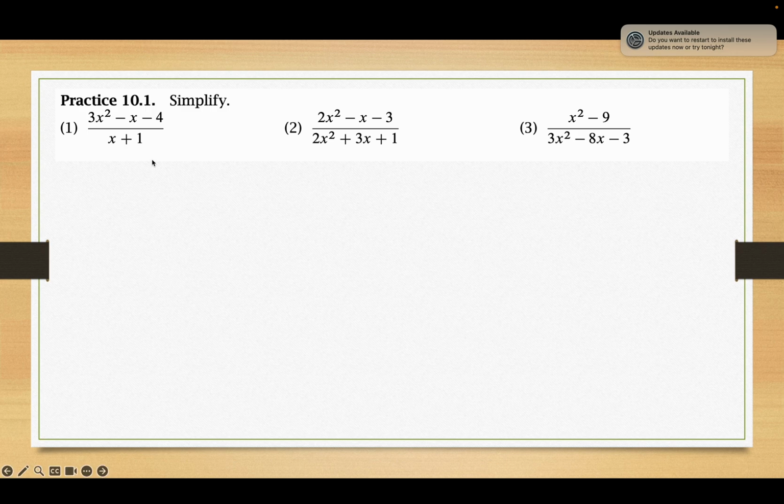Well, when you go to simplify, it's factor and cancel, factor and cancel. All that you do is you factor and cancel. So we got a factor here. I factor the numerator, I factor the denominator if necessary. When I factor the numerator, I get 3x minus 4 times x plus 1. Denominator was x plus 1.